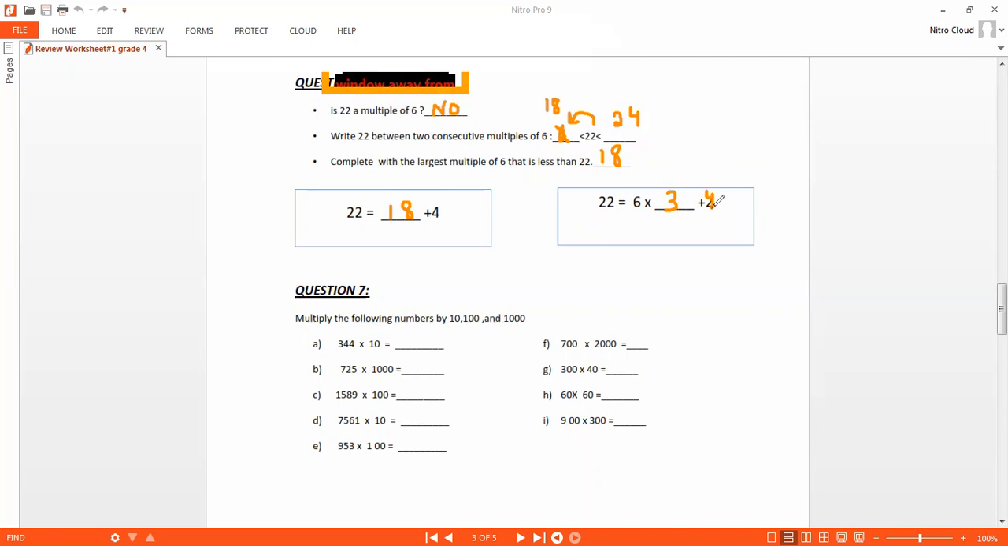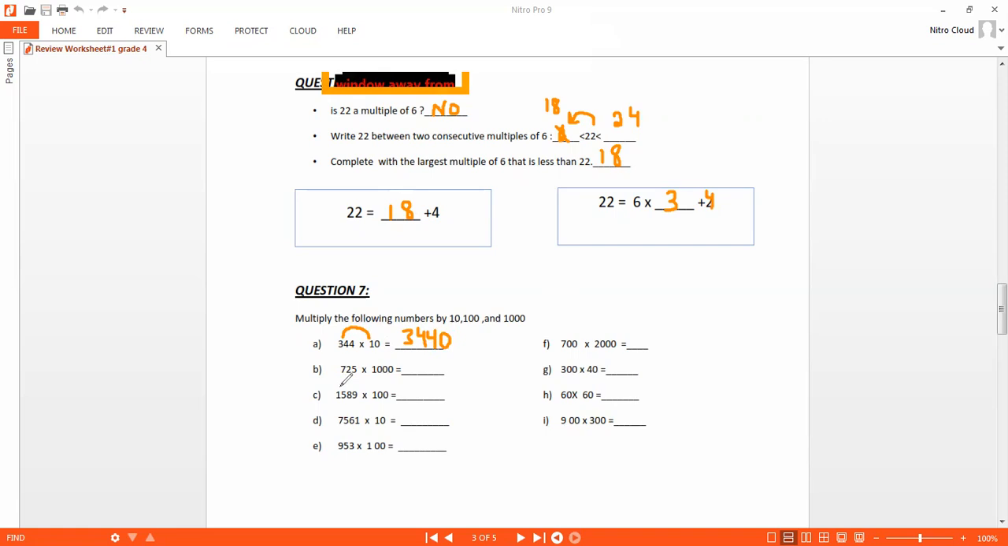Now we go for the easiest question, which is question number 7. Here we have a multiplication, but you have to know that this is a mental multiplication. So you have to find the answers, but mentally. How do we do this? It's very easy. 344 times 10, you do 344 times 1, it's 344, and you add as many zeros as you have at the end, so you have only 1 zero.